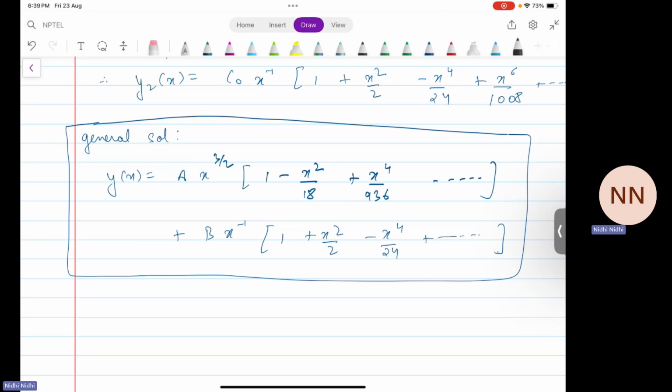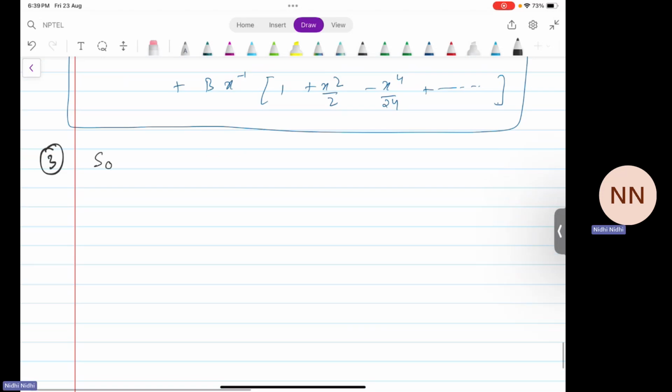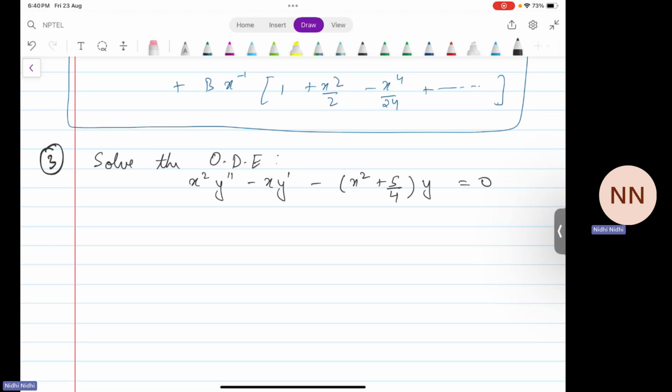Let's move to the next question, number 3. Solve the differential equation x square y double dash minus x y dash minus (x square plus 5 by 4) y is equal to 0. Let's number this as 1.